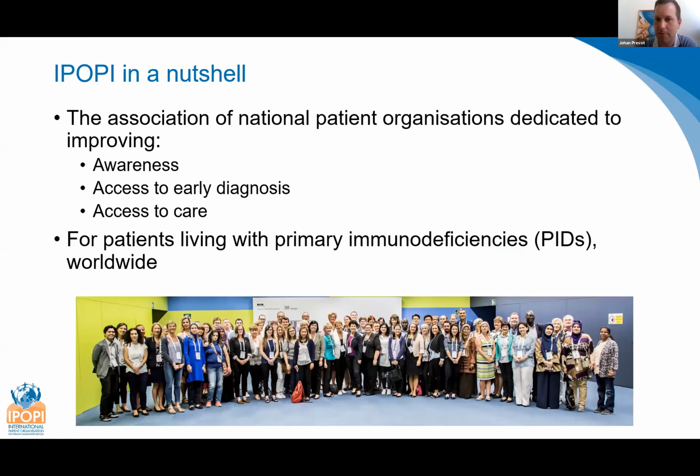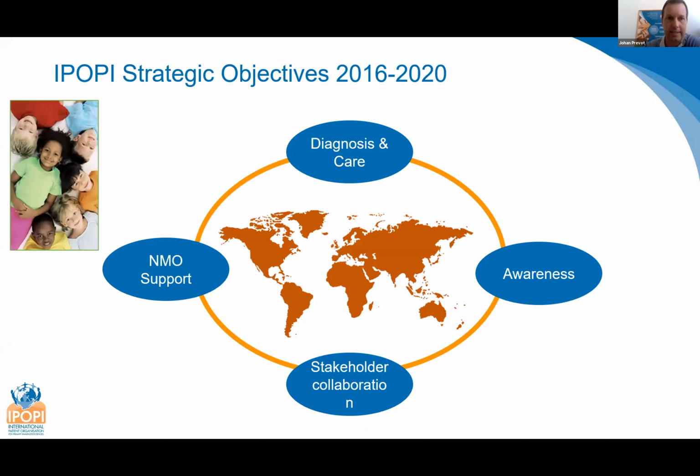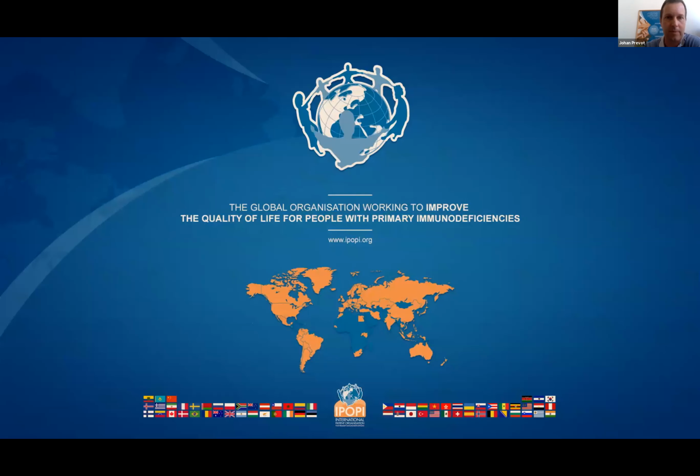I thought I would start with a very brief introduction on IPOPI, just in case some of you on the call don't know who we are. So we are the International Patient Organization for Primary Immunodeficiencies, and primary immunodeficiencies today represent 416 rare disorders, so quite a significant subgroup of rare diseases. And you can see that our mission is all about our dedication to improving awareness, access to early diagnosis and access to care. And of course, with these 2 last objectives, the work we have done with WHO is very important. And this is just another slide showing you the same objectives.